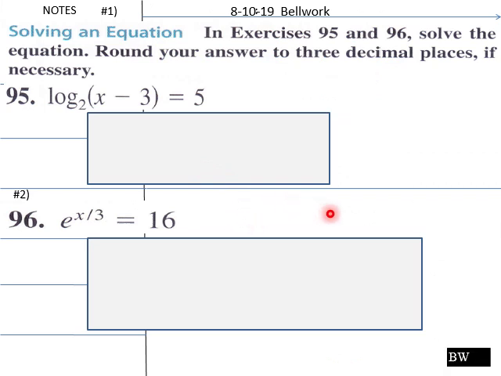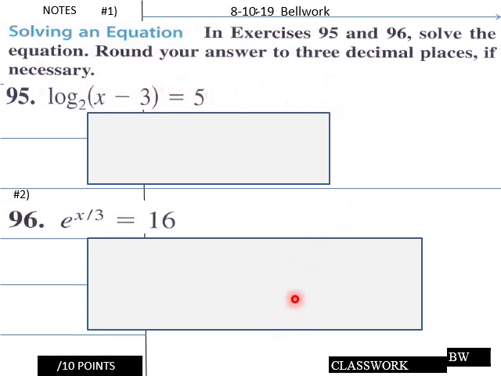So today's bell work, teachers, students, here's today's bell work. Solve the equation. Solve these equations here. Round your answer to 3 decimal places if necessary. Teachers, pause your video for about 5-6 minutes and I'll see you back for the solutions.